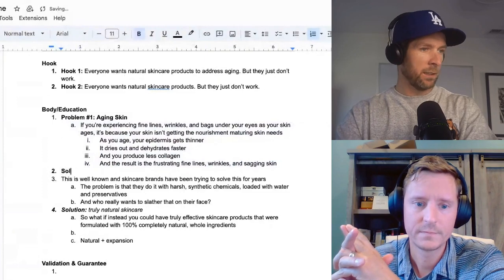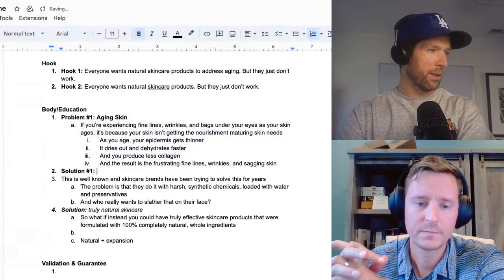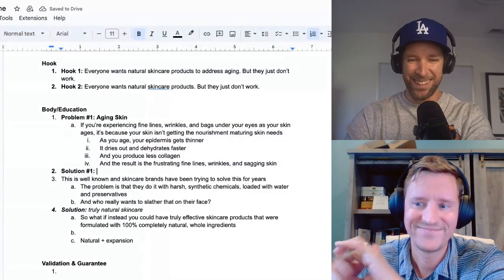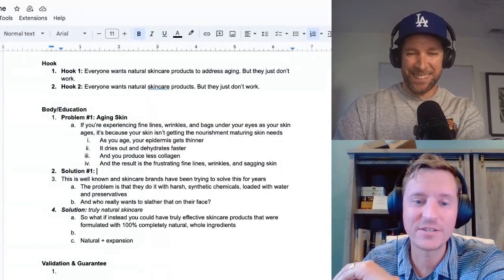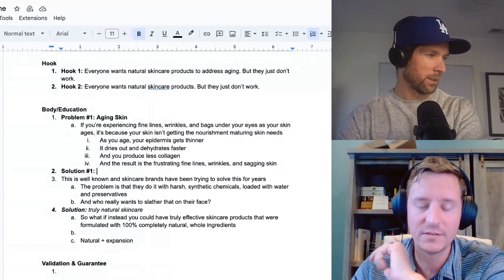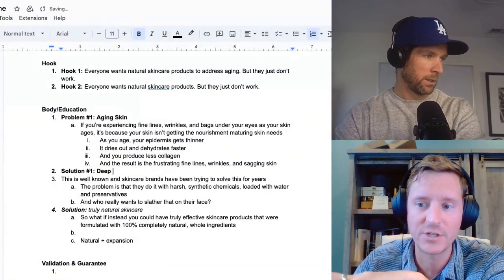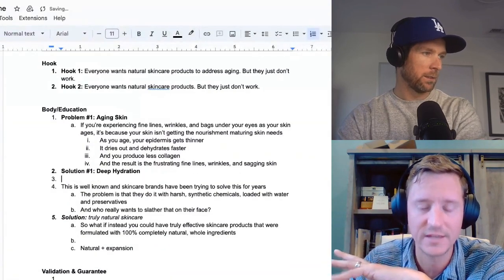Solution number 1. So what is the solution? Since you are the person who knows skincare here better than I do. Yeah. I haven't been in Bambu Earth for a little while now. So the solution is, first of all, restoring hydration in your skin. So deeply hydrating your skin.